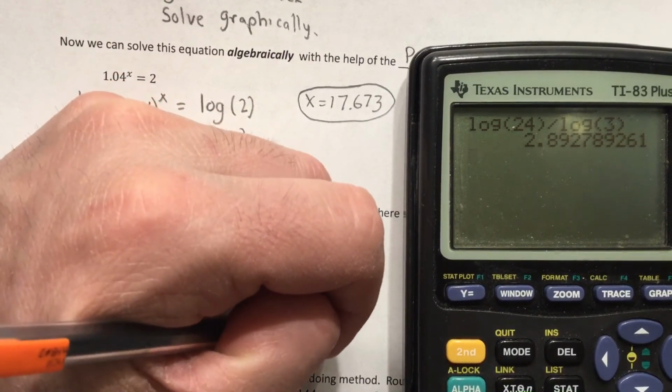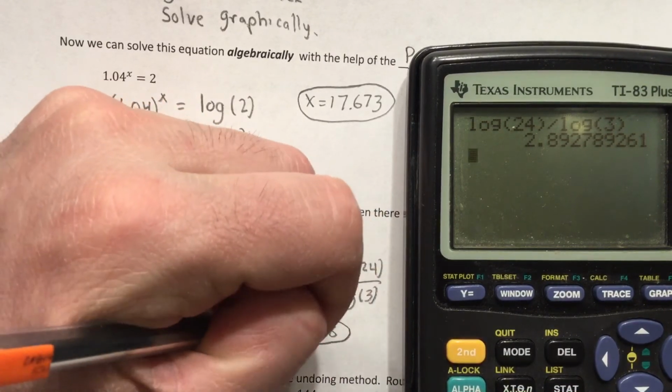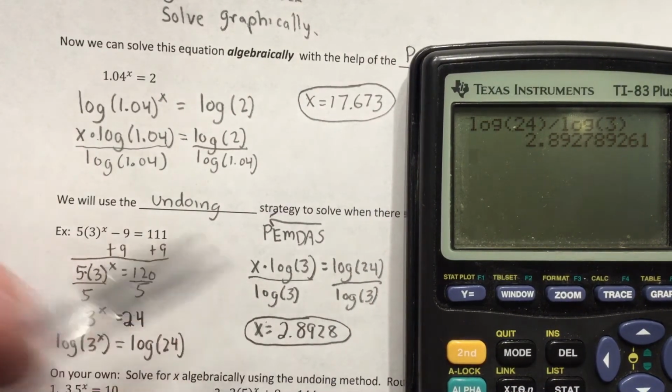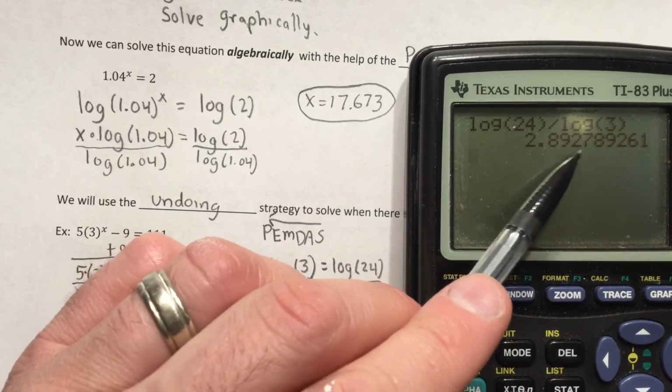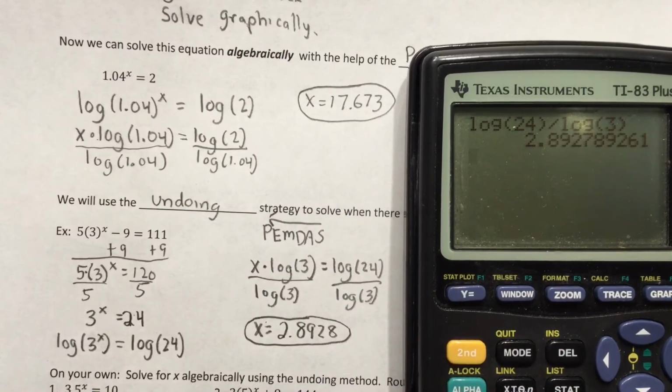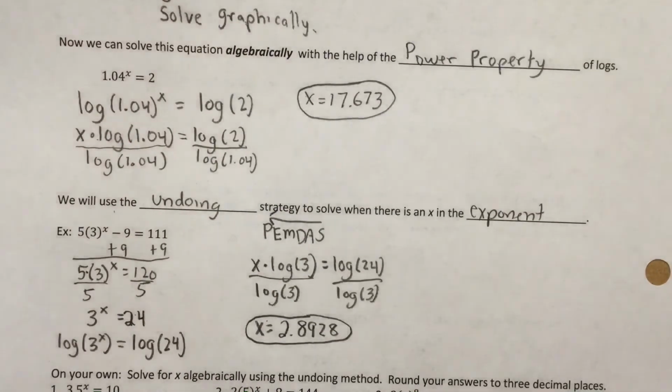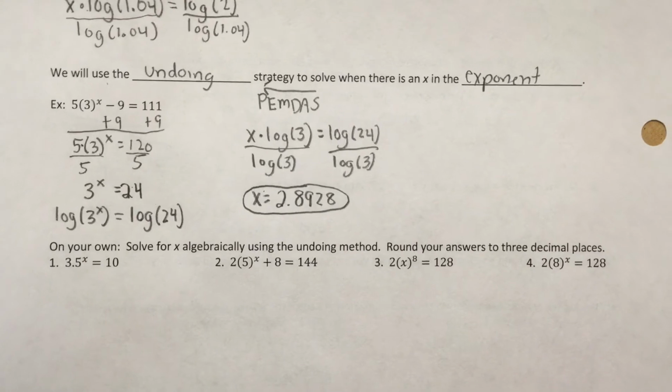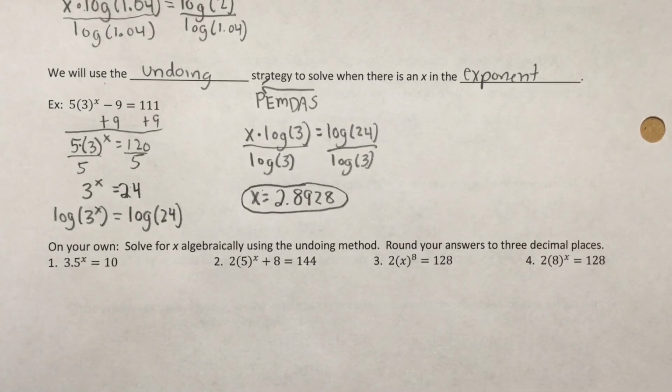2.8928. I like to keep 4 decimal places if possible here. And I just rounded 1, 2, 3, and I rounded this 7 to an 8 because of the 8 being above 5. All right, try doing these 4 on your own. I'll go over a couple of them shortly.